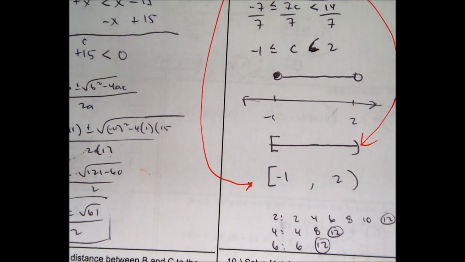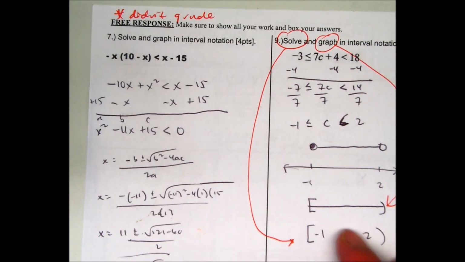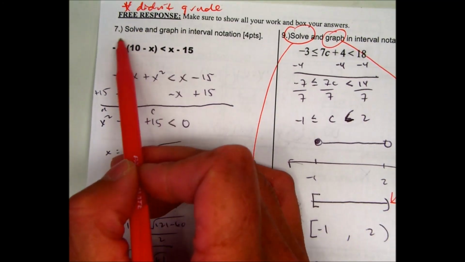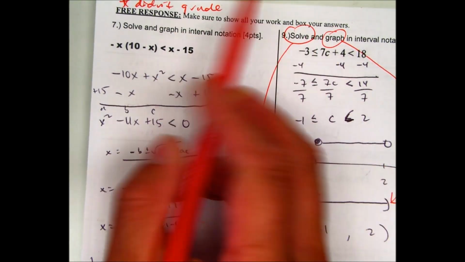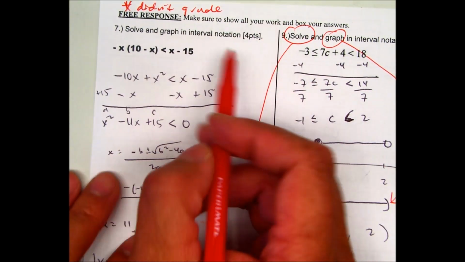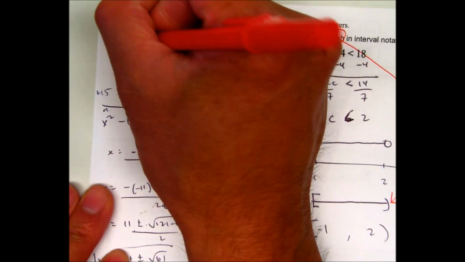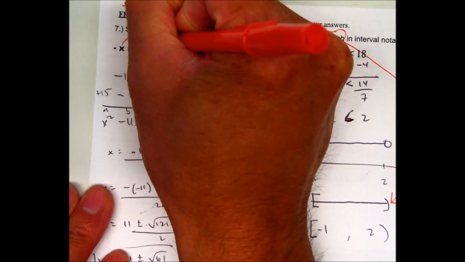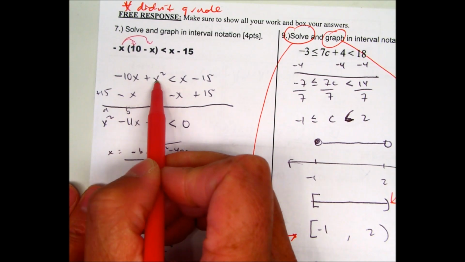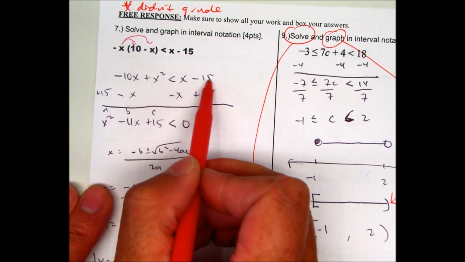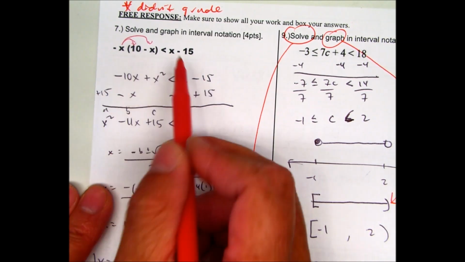Backside. Question number 7. Well, I'm going to give you directions. I didn't grade number 7, but free response, make sure to show all your work and box your answers, solve and graph in interval notation. The reason why this one's incorrect is I didn't grade it because if you distribute here, you get negative 10x plus x squared less than x minus 15. So it becomes quadratic, and we haven't taught you by the time you took this one.